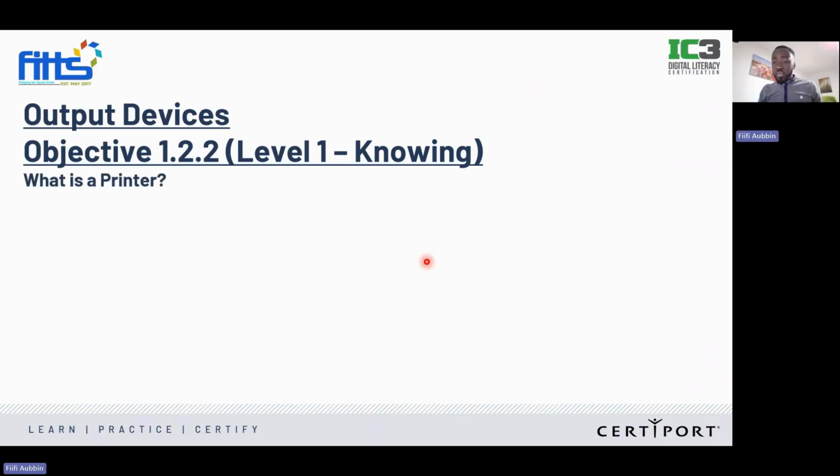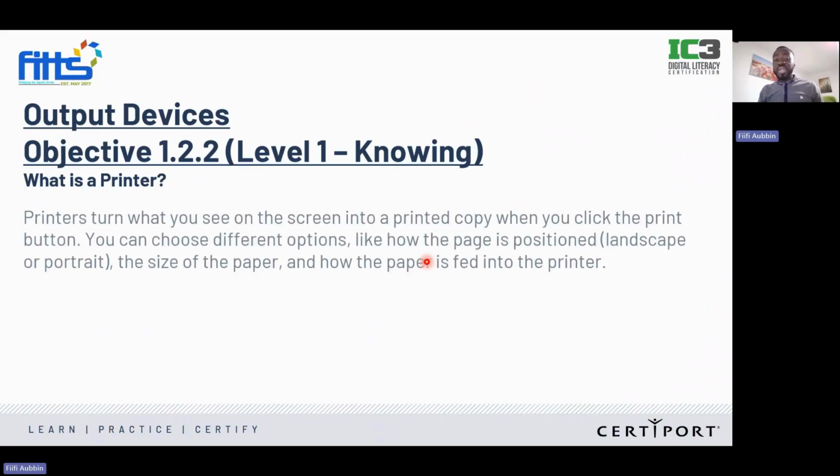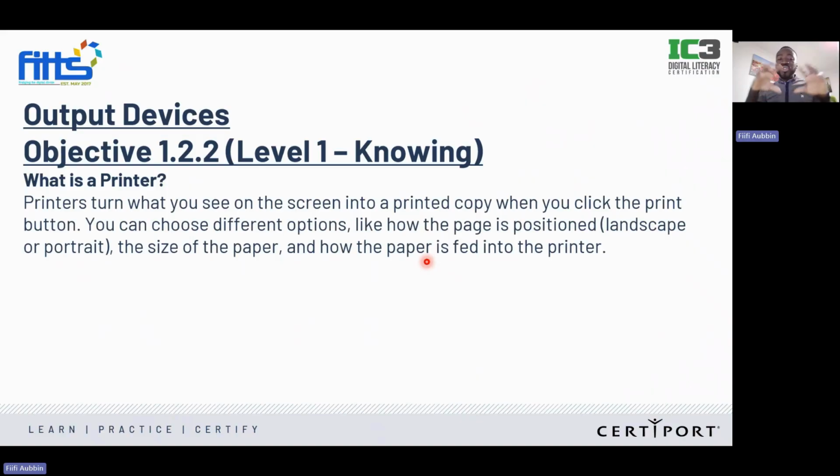Then we come to another output device, which is a printer. All the documents that you work on are soft copies. If you want a hard copy, then you need a printer to print it out. Printers turn what you see on the screen into a printed copy when you click the print button.